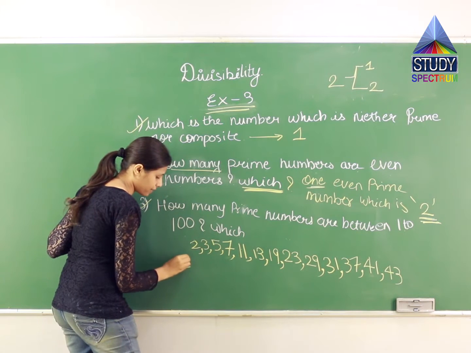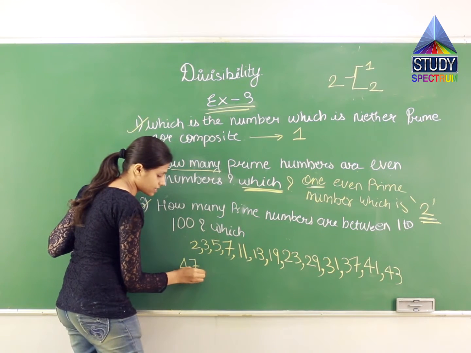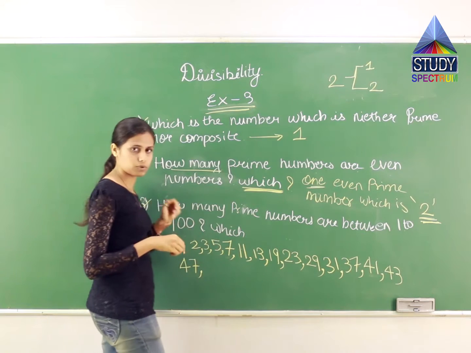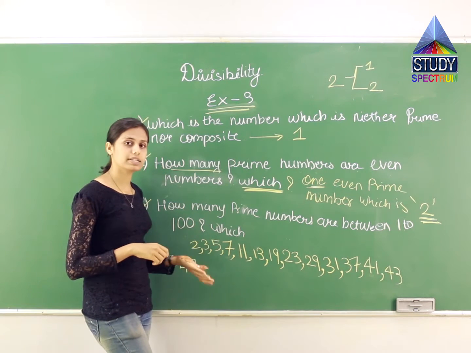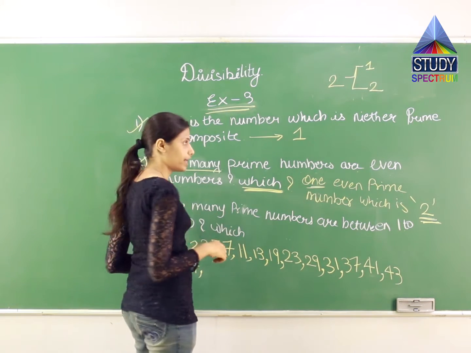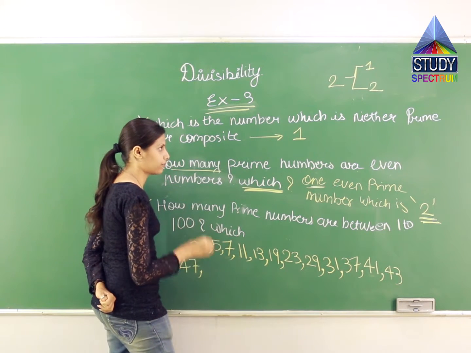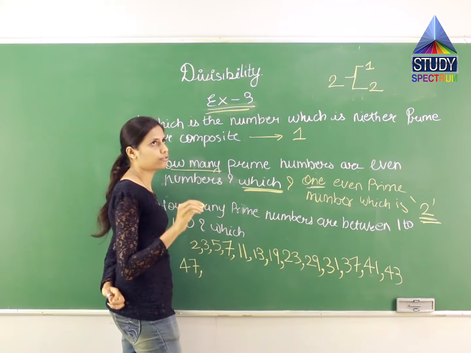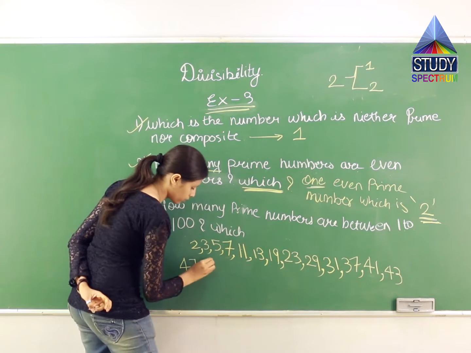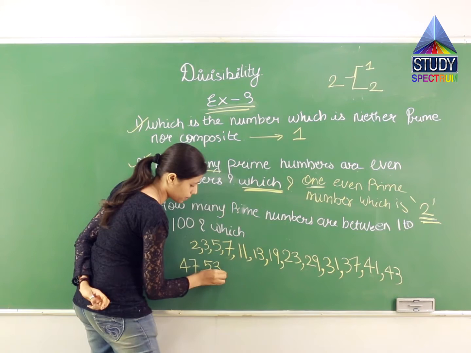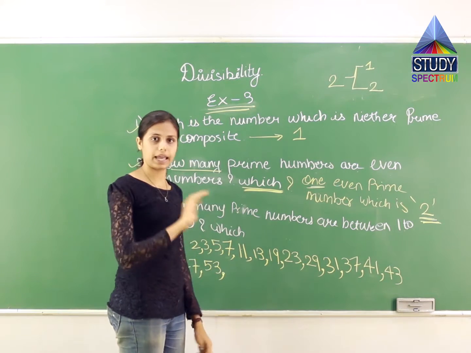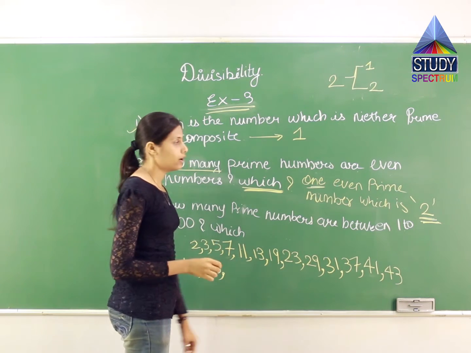And then 47. 47 is the prime number. 46 is the composite number. So 47 भी किसी के टेबल में नहीं आता है except 1 and 47. Then 48 आता है, 49 आता है, 50 आता है, 51 आता है, 52 also comes. 53 is the next prime number. It does not come in any of the tables except 1 and 53.